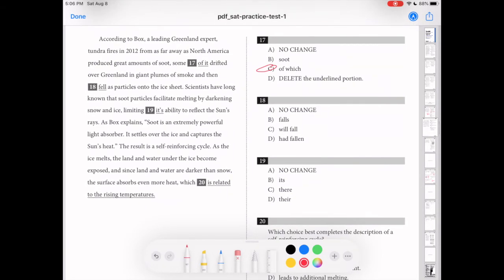Question 18, verb tense. Using context is a good strategy here. If we read earlier, this is talking about something in the past, in 2012 in Greenland. The sentence already stated that soot drifted, so now we want another verb in that tense to maintain parallelism in verb tense. Fell does this well, and so A would be the correct answer.